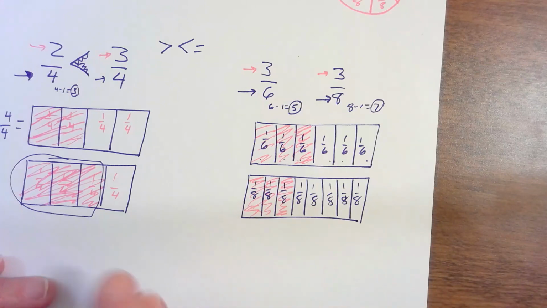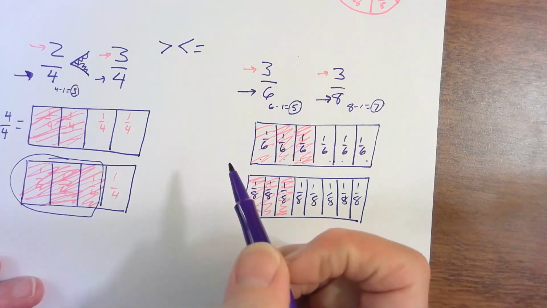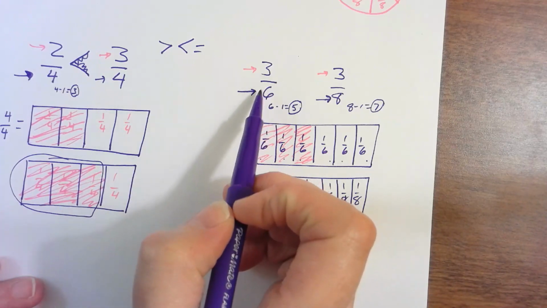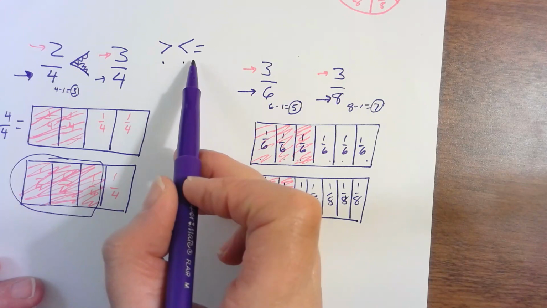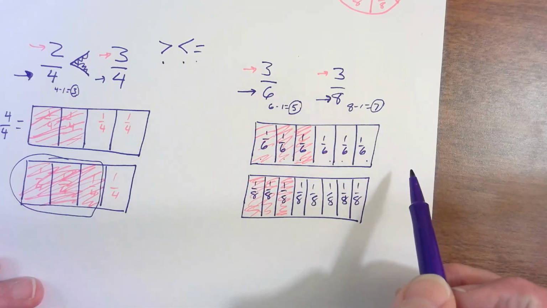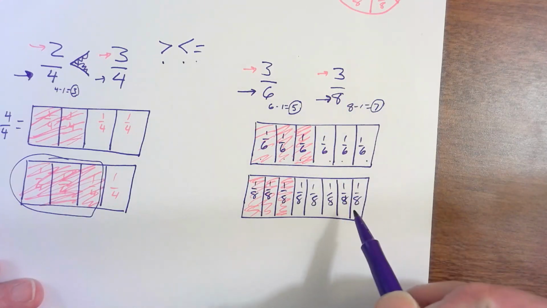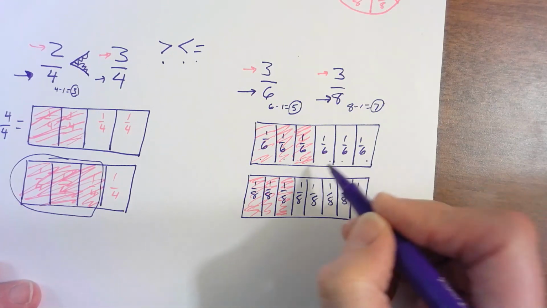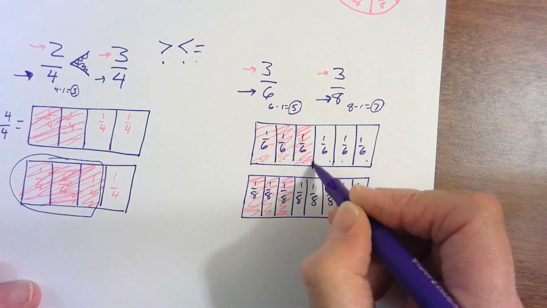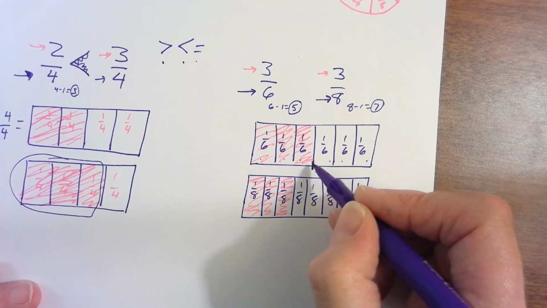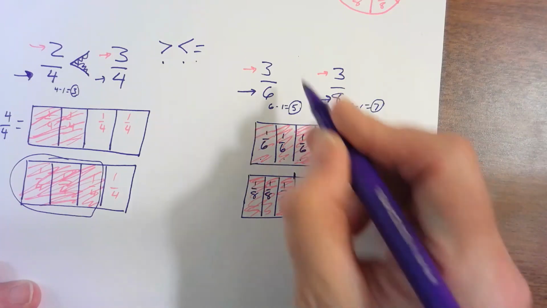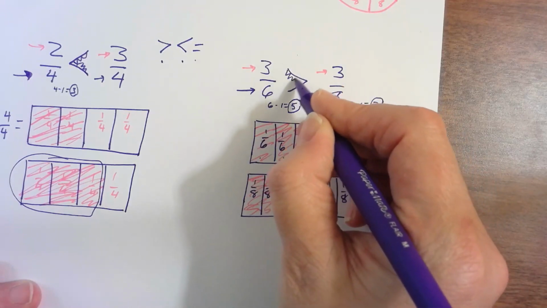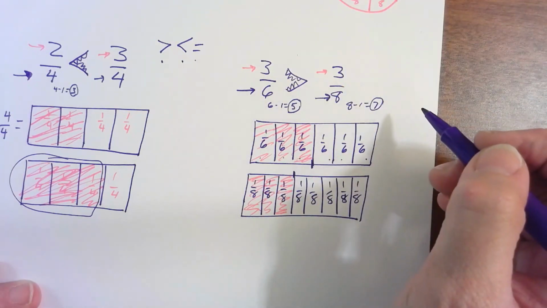Okay, there we go. So now what I'm going to ask you is 3/6 greater than, less than, or equal to 3/8. We know it's not equal, but if you look, this one is shaded all the way over here, but this one only comes to here, so this one is bigger, and the alligator wants to eat the bigger number.